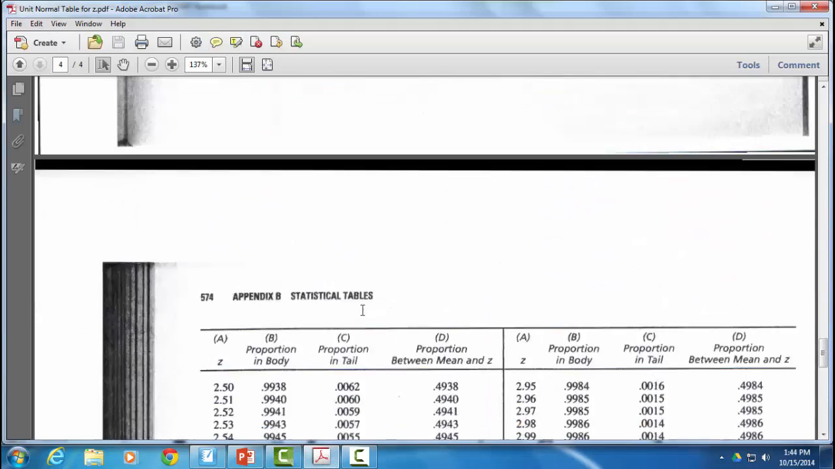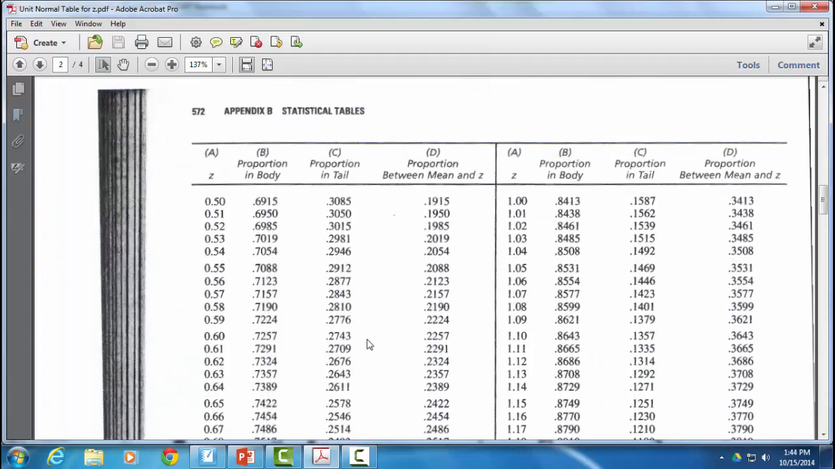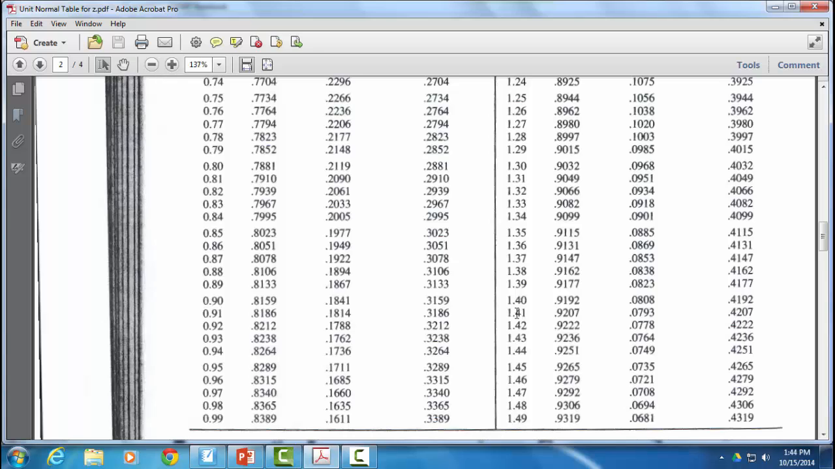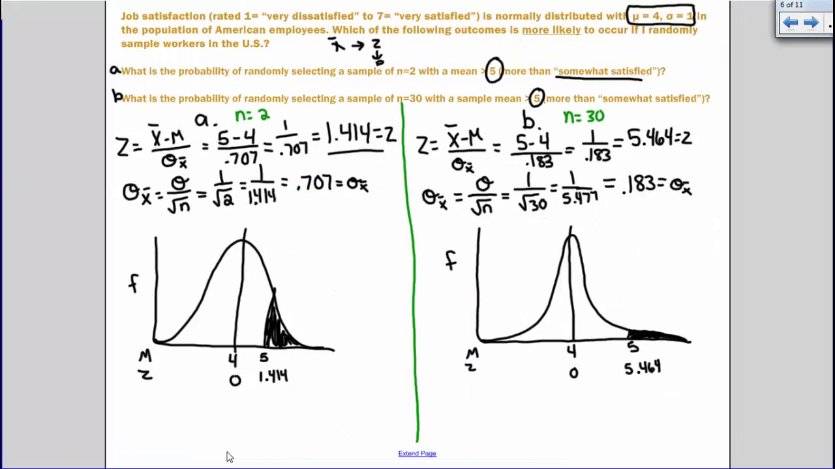So z-score 1.41. Oh, I missed it. 1.41, proportion in the tail, 0.0793. So it's pretty unlikely that we would get a sample that was more than somewhat satisfied from the population, even if our sample size was only 2.